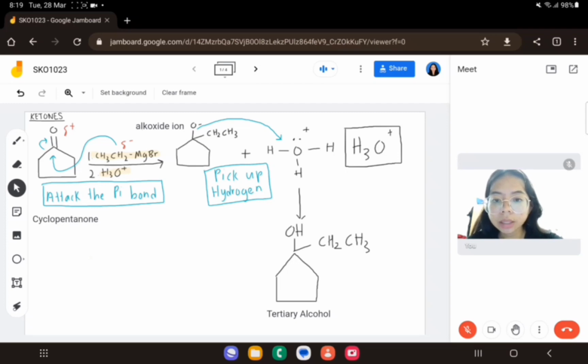For the second step, the alkoxide ion will react with H3O+. Since the oxygen in the alkoxide ion is negative and the oxygen in H3O+ is positive, the alkoxide ion will pick up a hydrogen from H3O+, giving us the final product, a tertiary alcohol. Keep in mind that every time a Grignard reagent reacts with ketones, it will always end up with a tertiary alcohol.